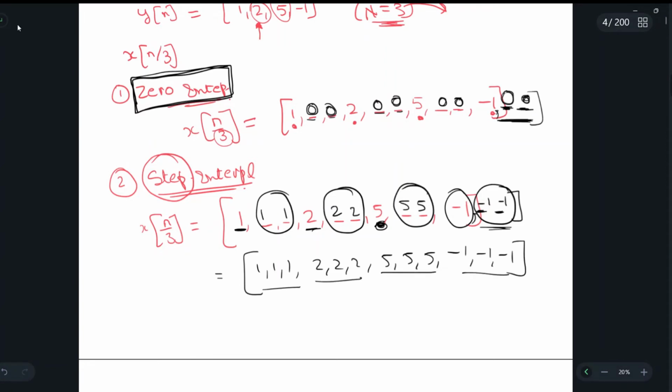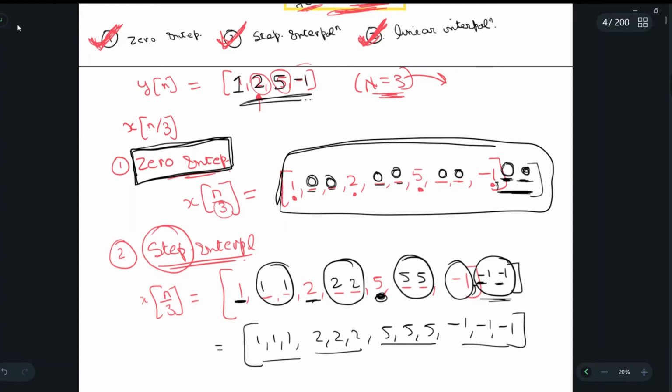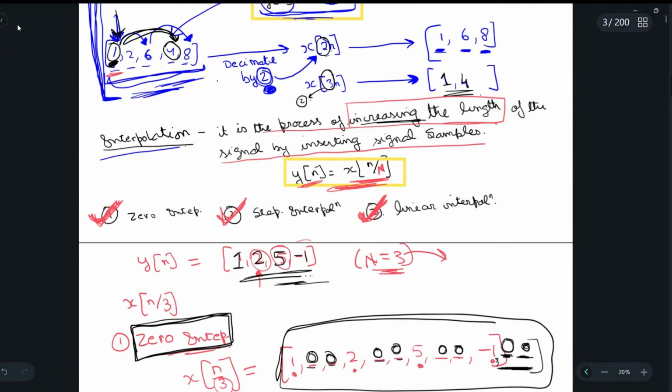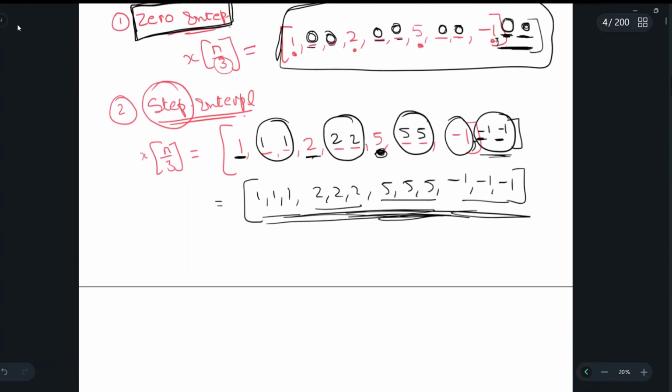Now you must have noticed one thing, that this was our original signal, that is 1 2 5 and minus 1. Now the final answers that we got for zero interpolation, the size of the signal is greater than the size of the original signal. So this is what interpolation is all about, that is we increase the length of the signal as we discussed in its definition. And similarly we increase the length over here also as compared to the original signal. So now guys, we are going to discuss the third step, that is linear interpolation.